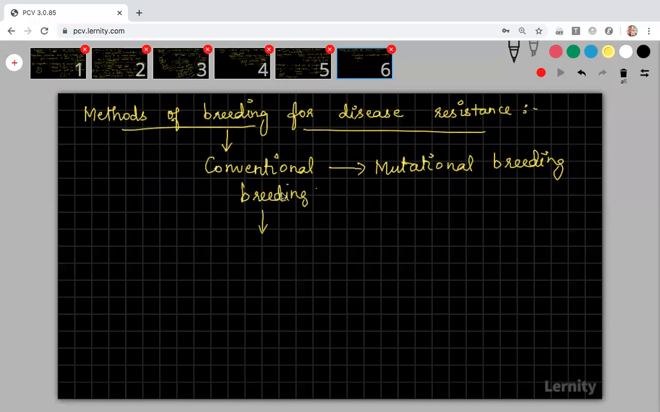In these conventional breeding techniques, the important methods they used are, first, the selection method, and then they introduced the hybridization method. In conventional breeding methods for disease resistance, they started with the selection method, then slowly introduced hybridization, and later the mutational breeding methods were also introduced.